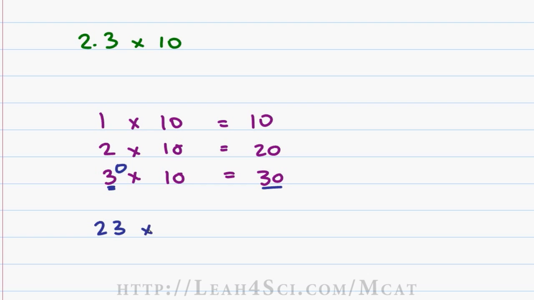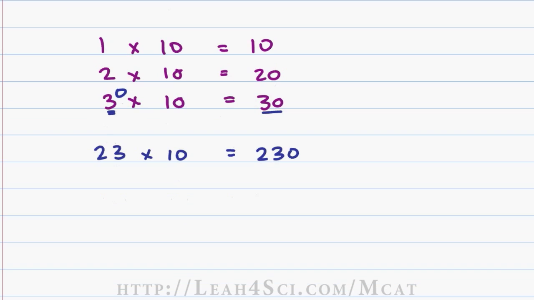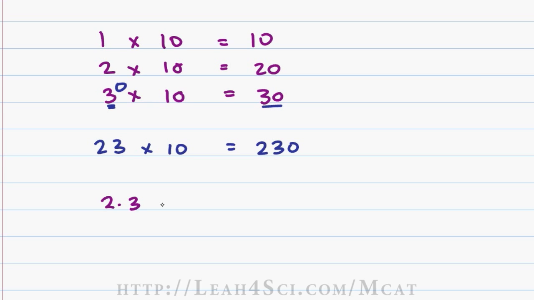Now what if I ask you to do 23 times 10? Once again, all I do is add a 0. That gives me 230. In other words, to multiply any number by 10, all you have to do is add a 0. So what if I ask you to do 2.3 times 10? Well, we can't really add a 0 because we have a decimal.